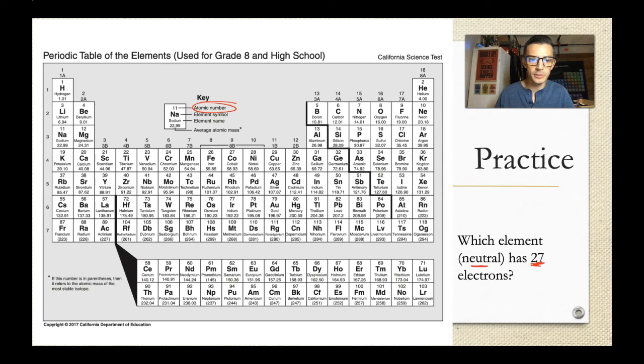So let's find element number 27. 19, 20, 21, 22, 23, up to 27. Cobalt. C and little o. Okay?